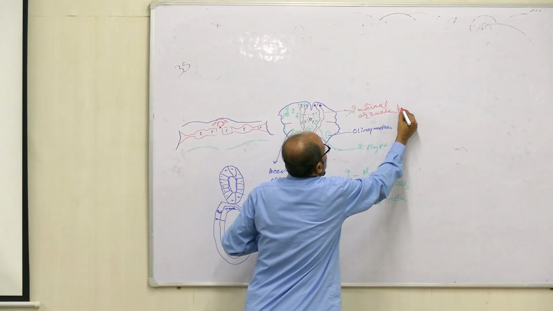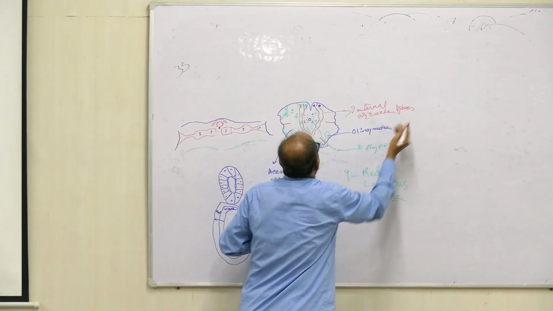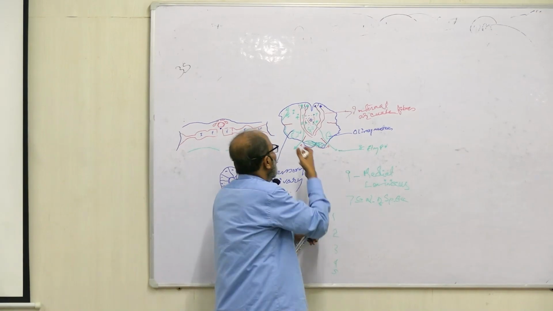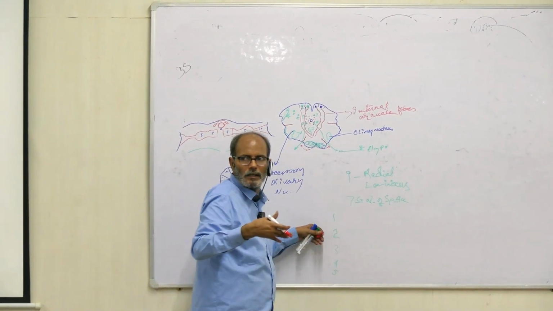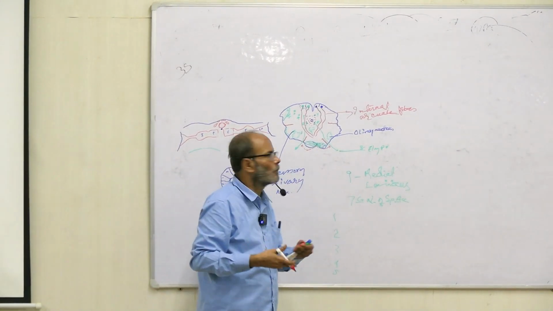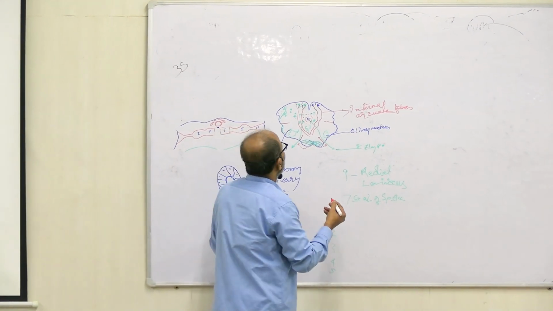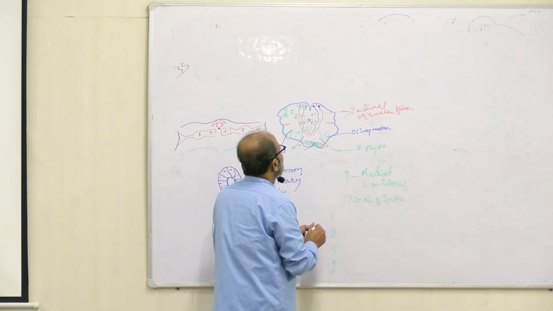Fibers. They decussate in the midline. The internal arcuate fibers decussate in the midline. Alright. This is the inferior cerebellar peduncle.